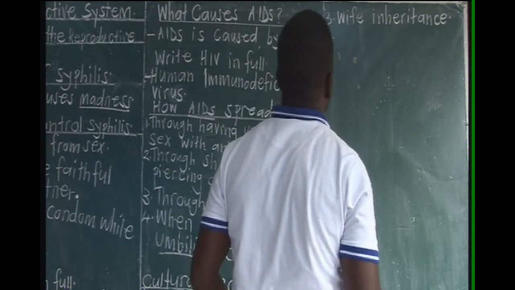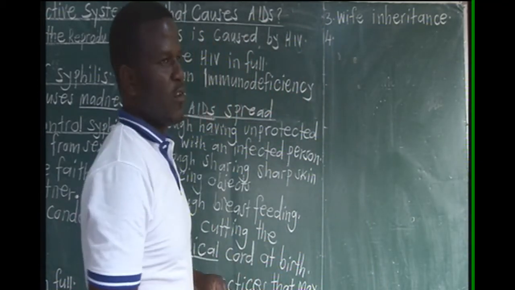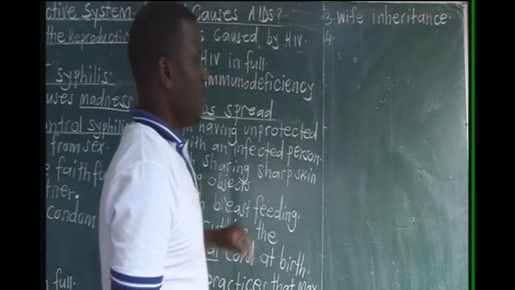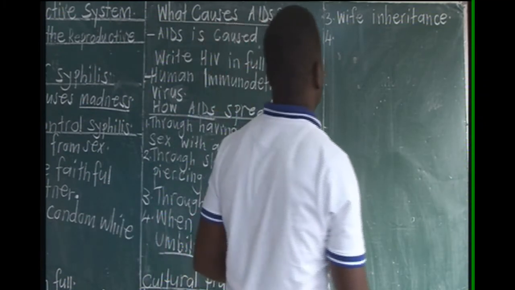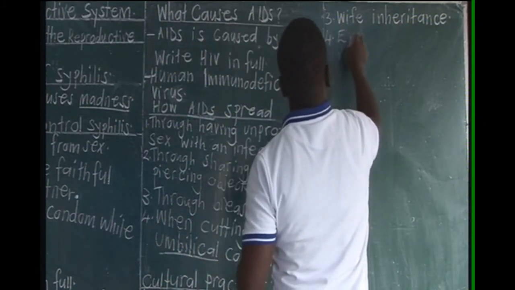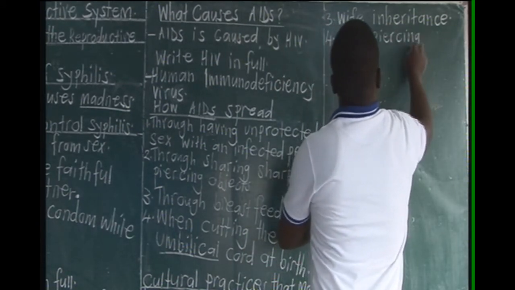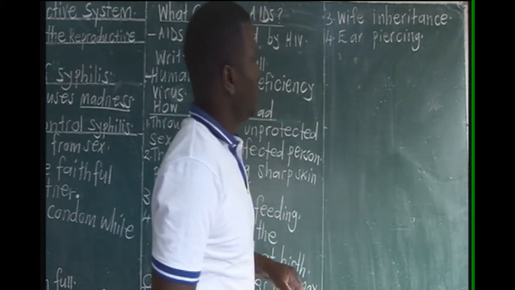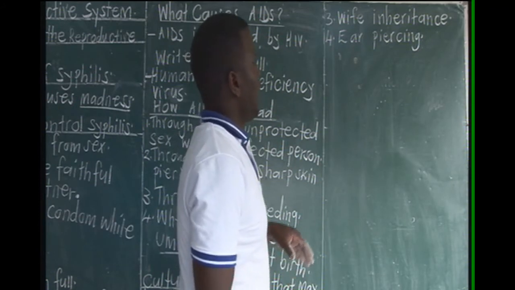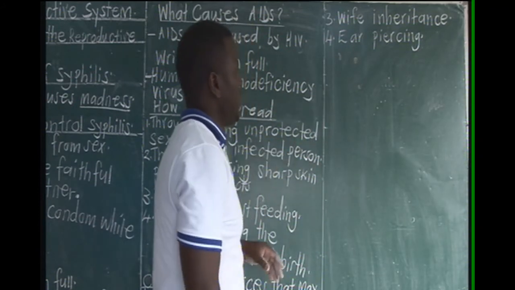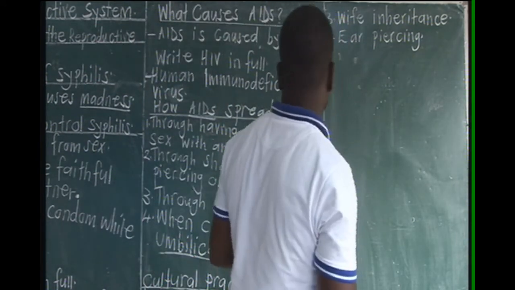Number 4, we have extraction of false teeth. Then we have ear piercing. For example, if you go to the Maasai community, they pierce the ears culturally, and they keep on using the same objects. That one can lead to easy spread of HIV or AIDS.